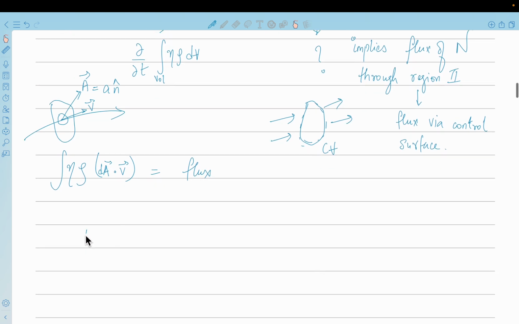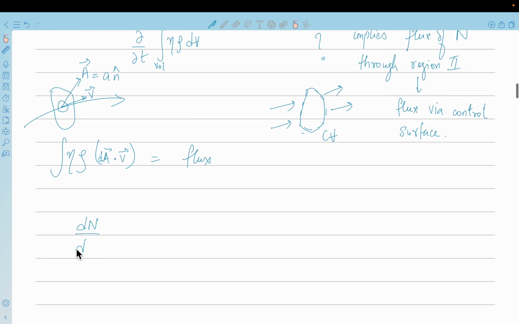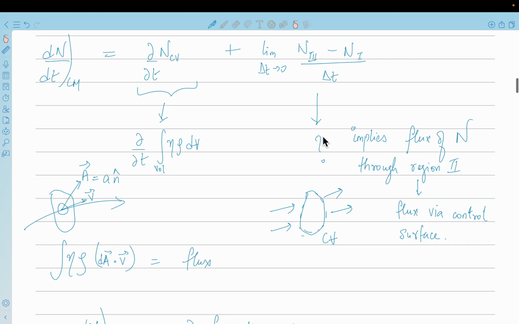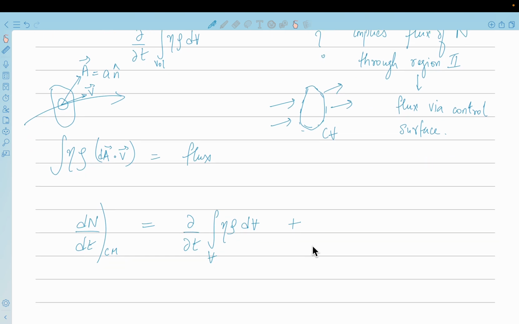Okay, so now we can write our equation: dN/dt for the control mass is equal to ∂/∂t of the integral of eta rho dV, this is the integral over the volume, plus this flux term which came from here, so that is the integral, the same thing I am going to write here, eta rho V dot dA, and the integral is over the control surface of the control volume that we have considered. This is our Reynolds transport theorem.